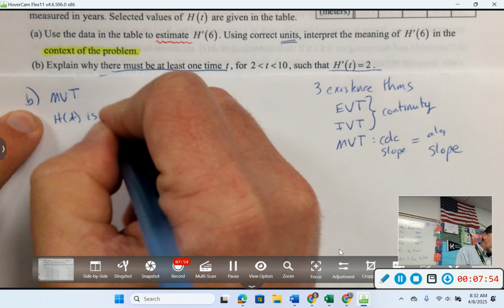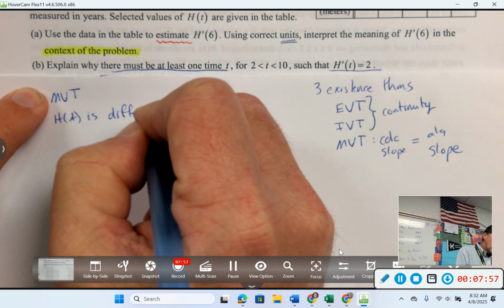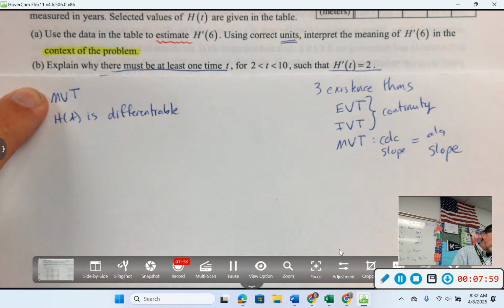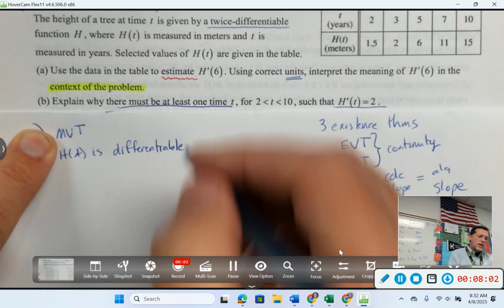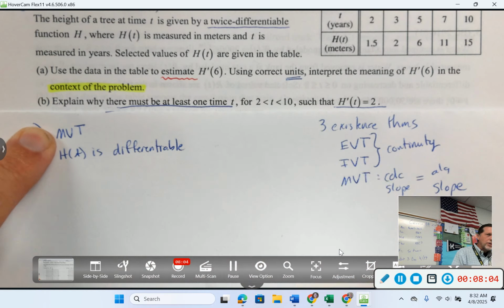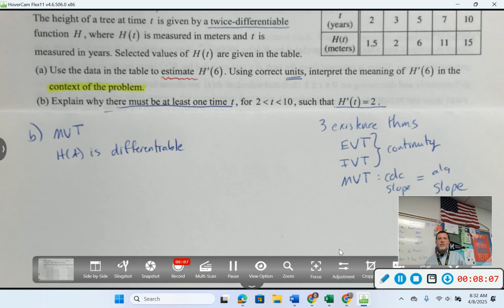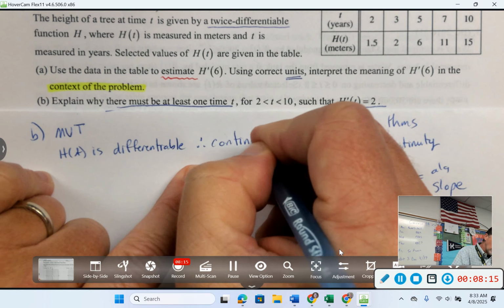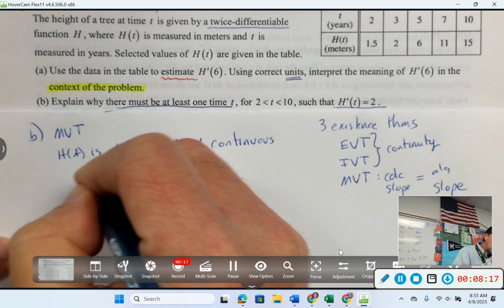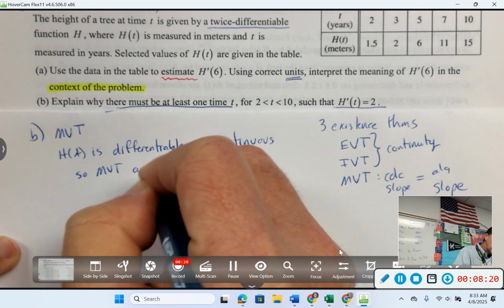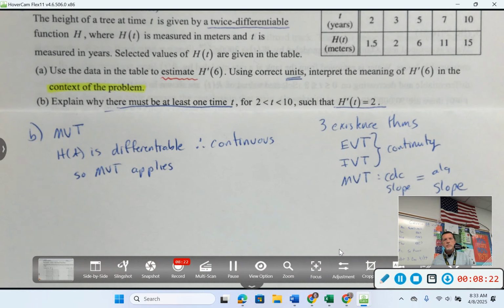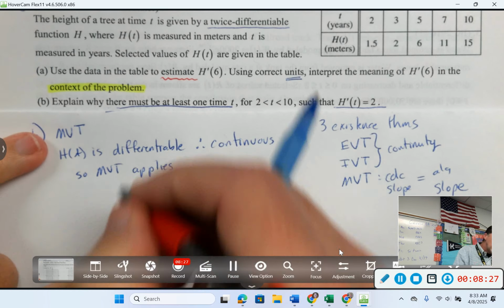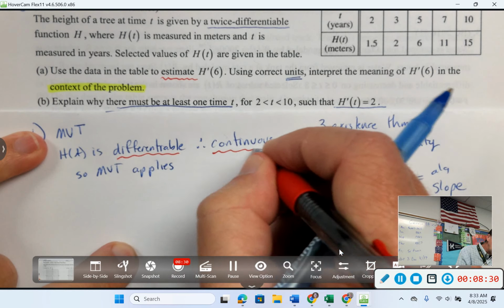So h of t is differentiable. That's given to us. So how do I know it's continuous? Right. Because if it's differentiable, it has to be continuous. Differentiable, therefore also continuous. So MVT applies. Again, your precise wording doesn't really matter, but you would definitely have to say differentiable and continuous.